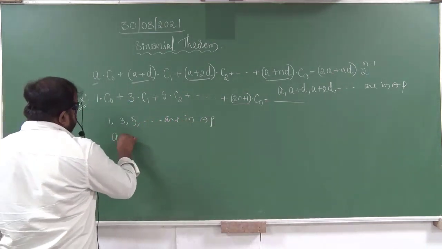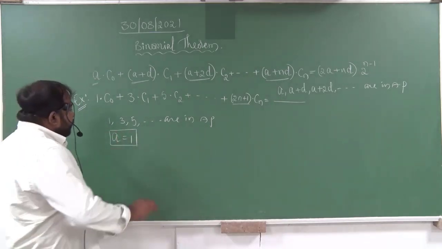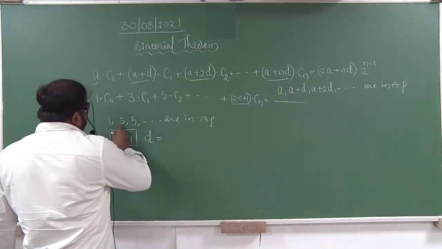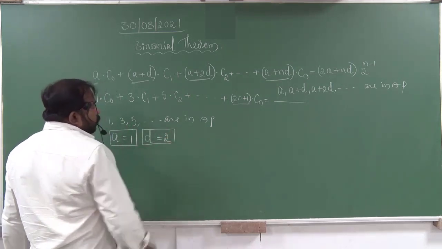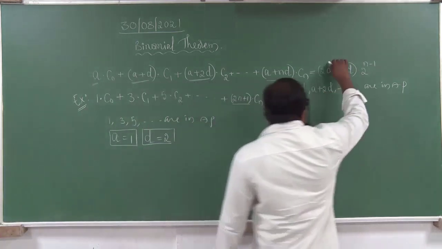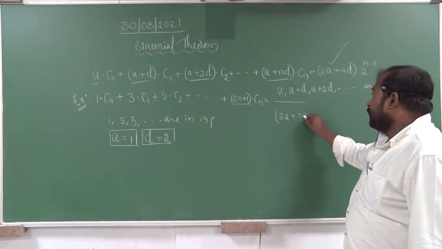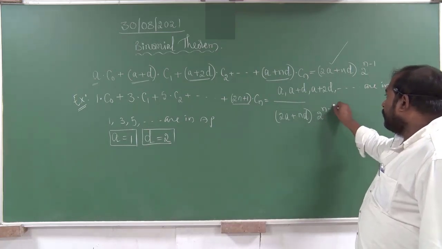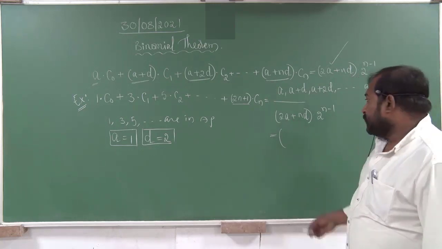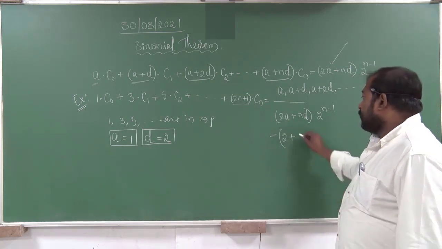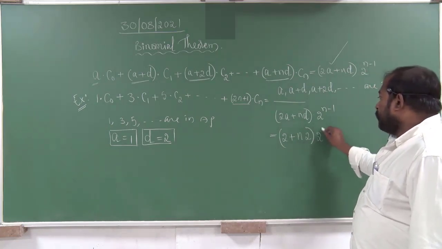And what is the A value here? A means the first term, so of course A is equal to 1. What is the D value? 1 plus 2, 3. 3 plus 2, 5. So the D value is 2. Now based on this theorem, what will the total sum be? (2A plus nD) into 2 power n minus 1, which equals: what is the A value? 1. So (2 plus nD), what is the D value also? 2, into 2 power n minus 1.